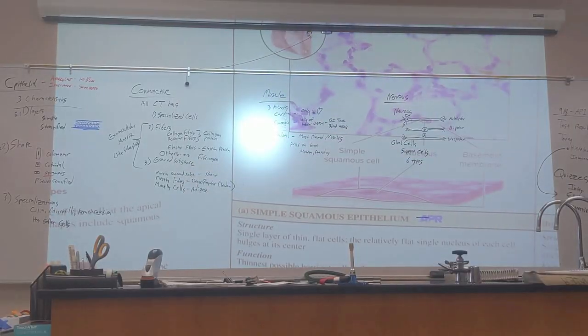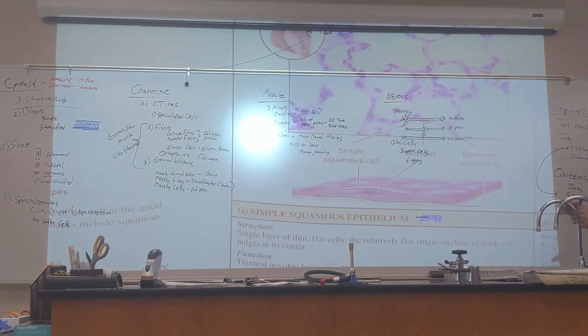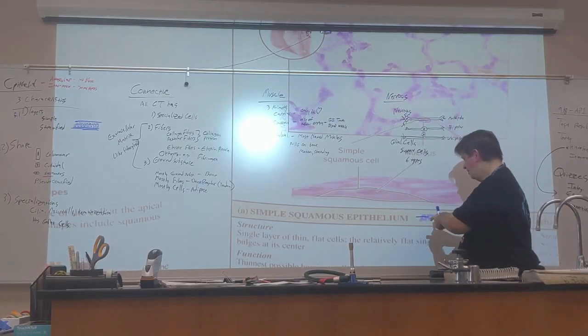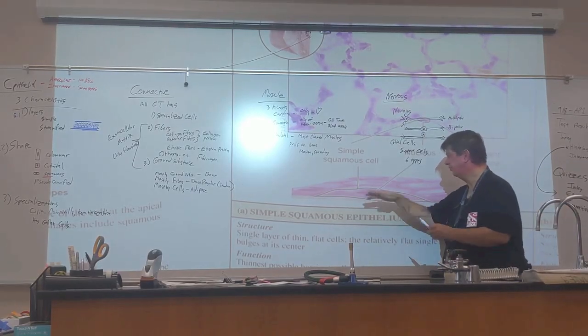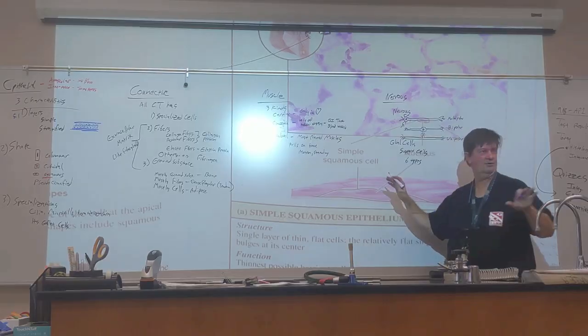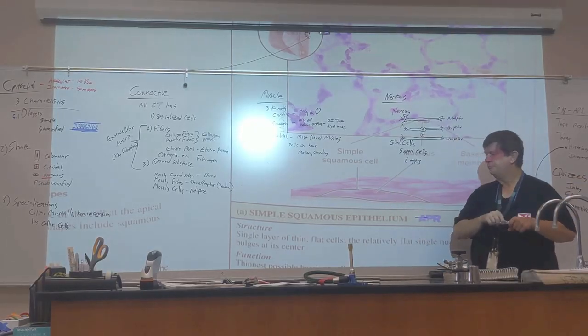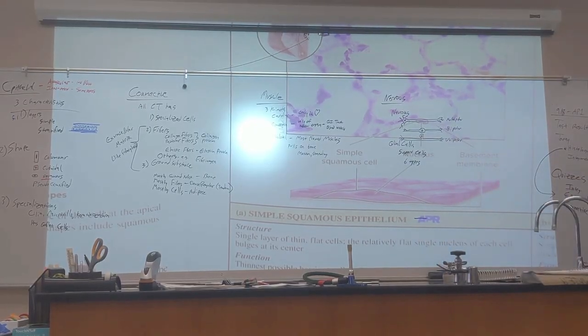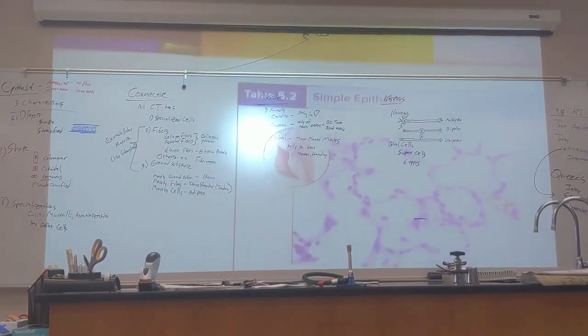So, simple squamous is a single layer thick. This is the basement membrane down here. And we have a single layer of cells on top, and they're very flat. There's the nucleus. Everyone good? That's a pretty drawing. This is the real thing.